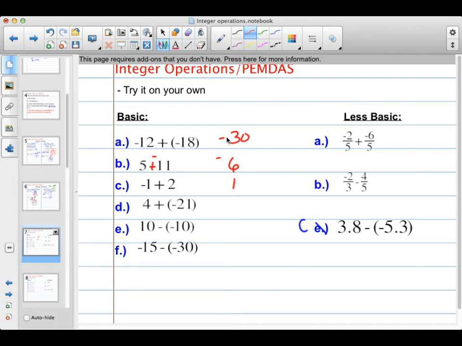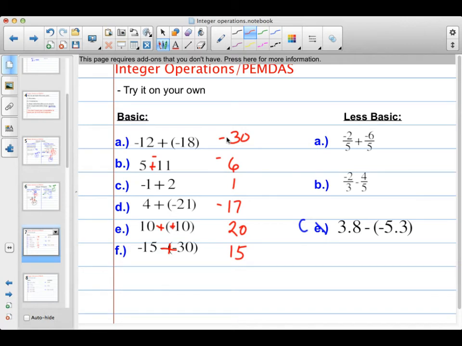4 plus -21, we're adding negative. Different sign addition, we take 21 minus 4, which is 17, and give it a negative symbol. 10 minus a -10, add the opposite. 10 plus +10 is going to give us +20. -15 minus a -30, again, a subtraction of a negative, so we connect those symbols if you want to do it that way. We do an addition, -15 plus a +30 should get us to +15. So if you did those 6 of them, those are your answers.